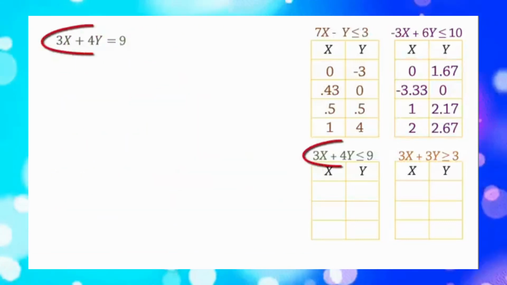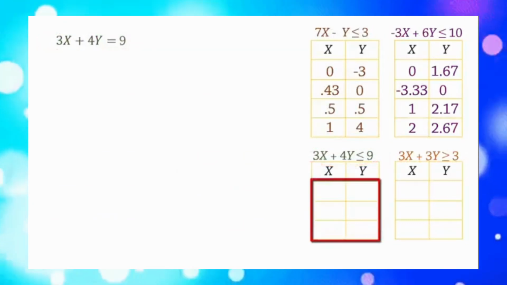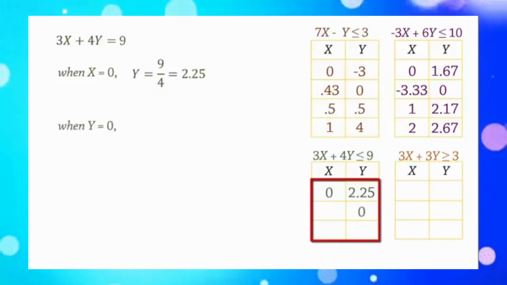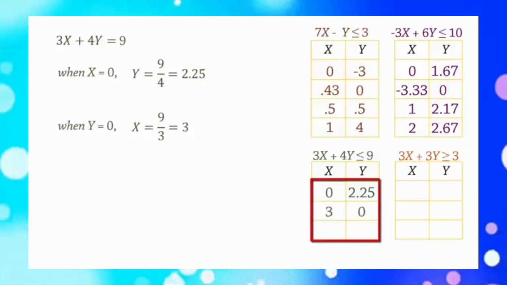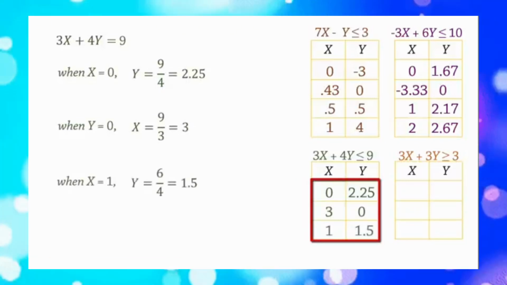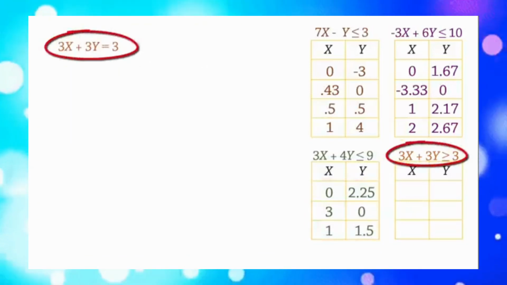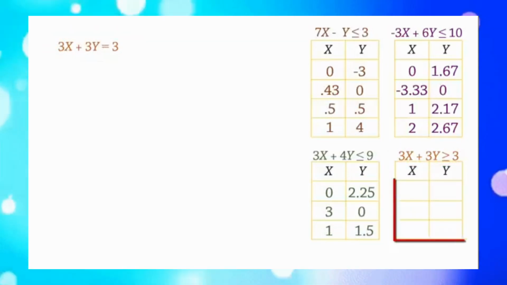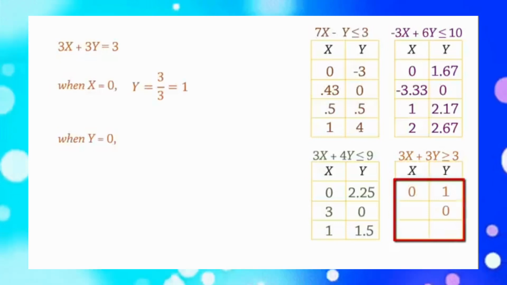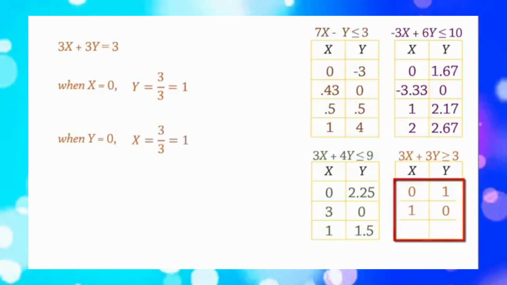For constraint 3, we have the line 3x plus 4y equals 9. When x equals 0, y equals 2.25, and when y equals 0, x equals 3. Let's try one more point. When x equals 1, y equals 1.5. And finally, for constraint 4, we have the line 3x plus 3y equals 3. So when x equals 0, y equals 1, and when y equals 0, x equals 1. And that should do it for that constraint.